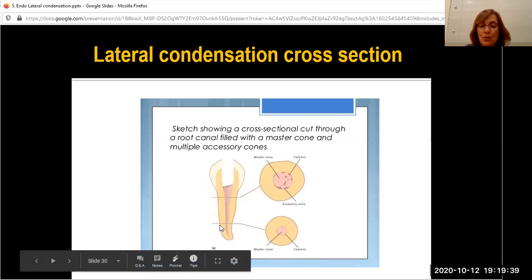If you come to the apical end, you will see that you have your Gutta Percha master cone, and all the way around it, you have your cement.